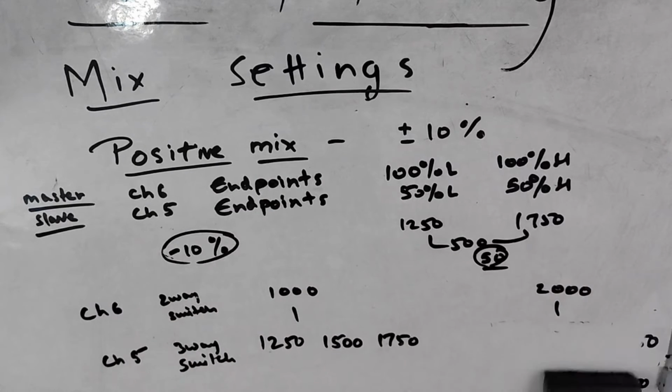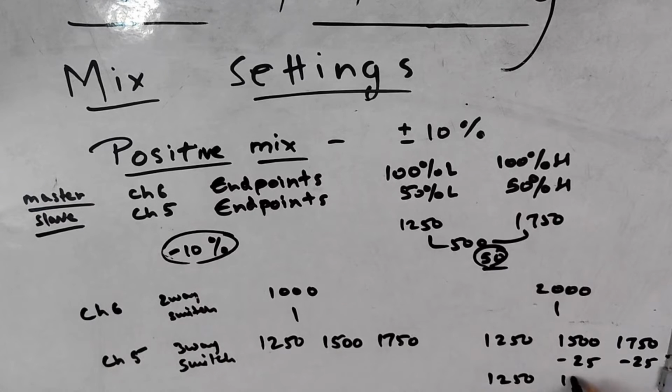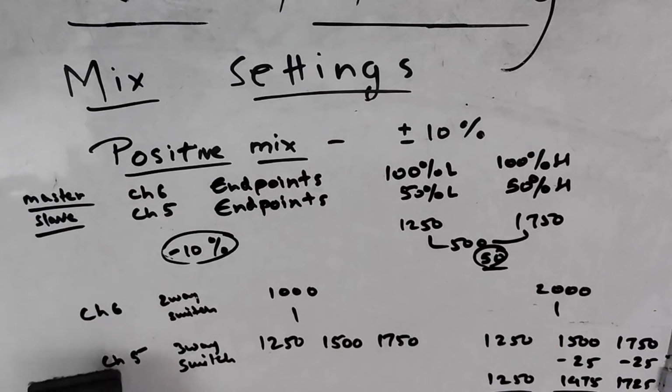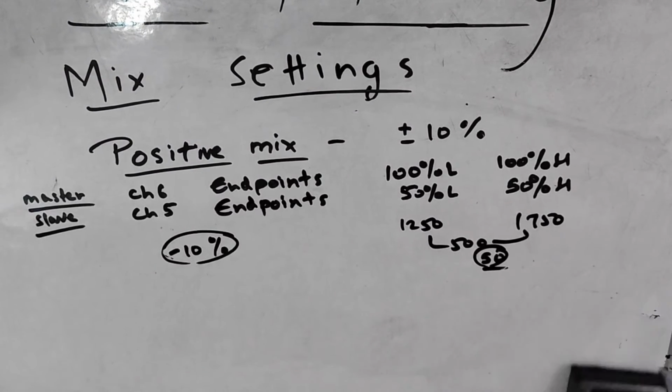So when we have minus 10% in the positive mix value, channel 6 lowest extreme 1000 sees no change for channel 5 values. But for the 2000 other extreme, we are subtracting 25. Since 1250 is already at one of the extremes, we won't be subtracting anything from it, and 1500 minus 25, 1750 minus 25 gives us 1250, 1475 and 1725 as our 3 values for channel 6 highest extreme, that is 2000.